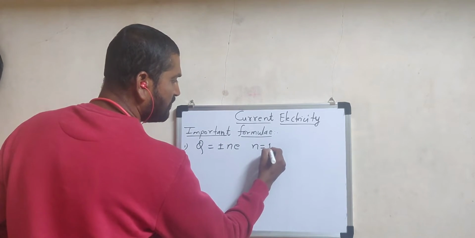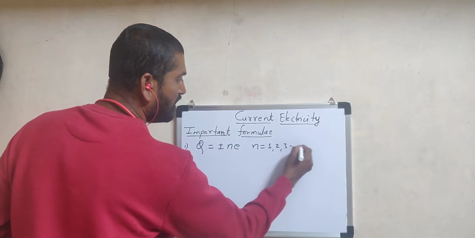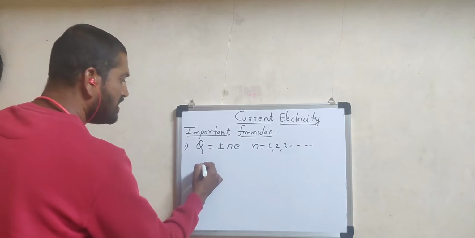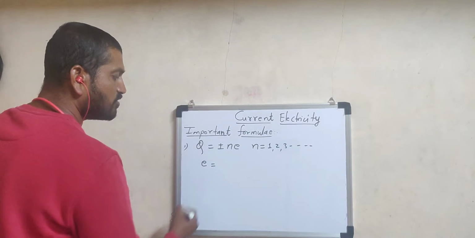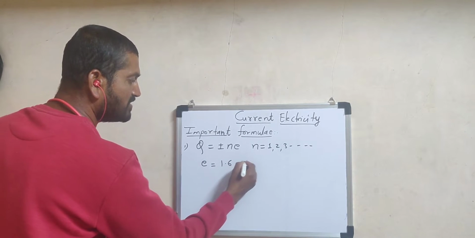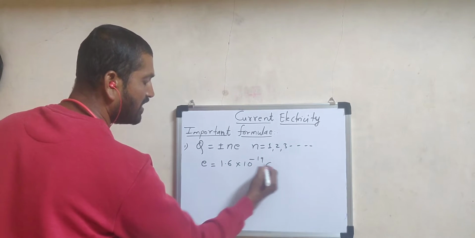It is always an integer value. It takes values 1, 2, 3 up to infinity. And e is nothing but the basic charge, called the electronic charge. Its value is 1.6 into 10 raised to minus 19 coulomb.